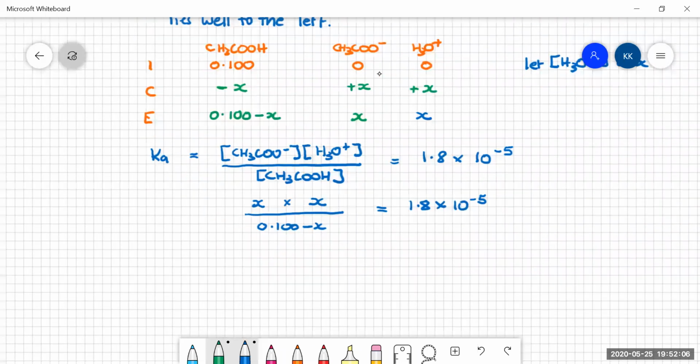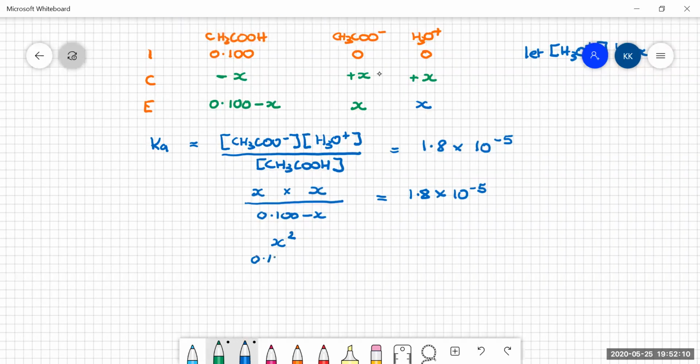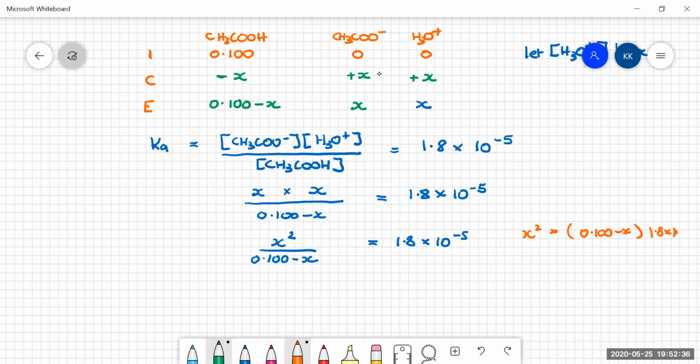And that's going to be equal to 1.8 times 10 to the minus 5. If we collect all of our terms here, we have x squared over 0.100 minus x, and that's equal to 1.8 times 10 to the minus 5. Now, what you could do is sort this out into a quadratic equation. So if we took that, we could go x squared equals 0.100 minus x times 1.8 times 10 to the minus 5. We could multiply that out, collect like terms, and solve a quadratic equation, and we get some values for x. So you can do things that way, and I can promise you that that is going to be some nasty numbers.